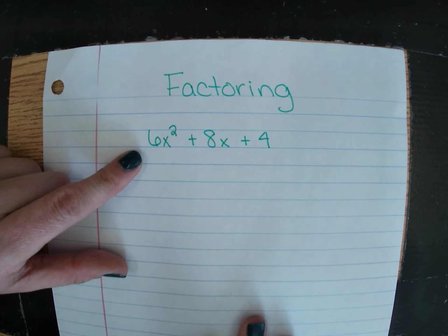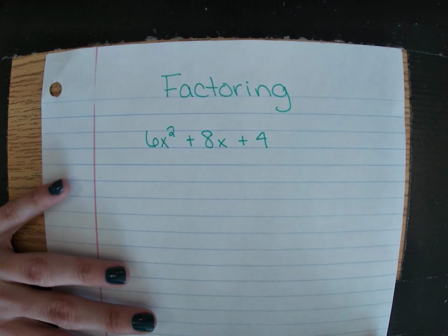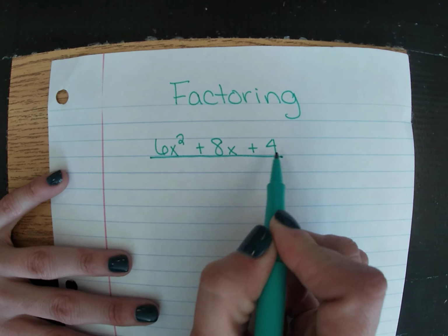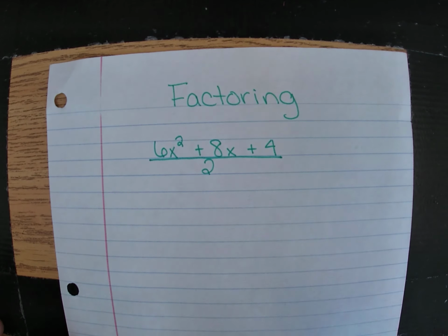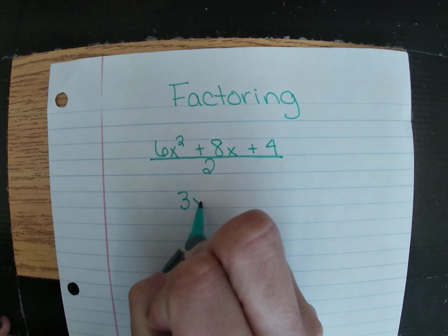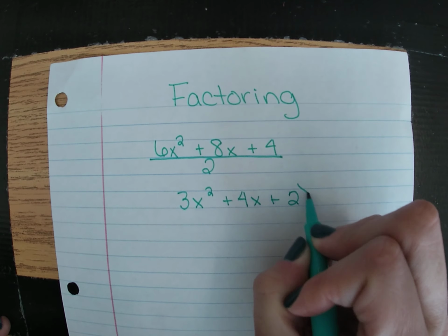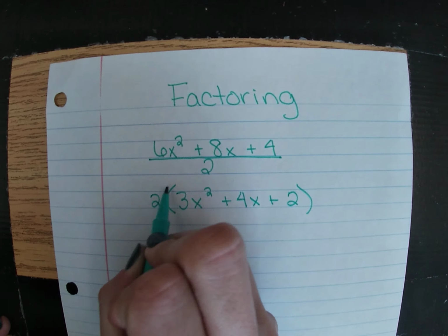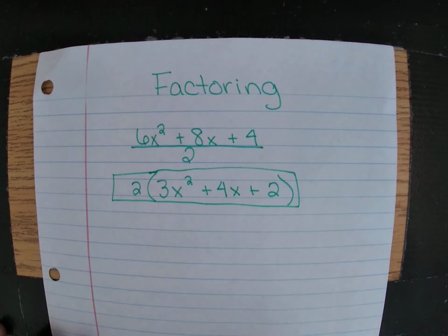So can we think of something that will go into 6, that will also go into 8, that will also go into 4? Yes, that's a 2. Do they all have the variable? No. So we'll divide out the 2, leaving 3x squared plus 4x plus 2. We can't go any further. So here's our factorization with that.